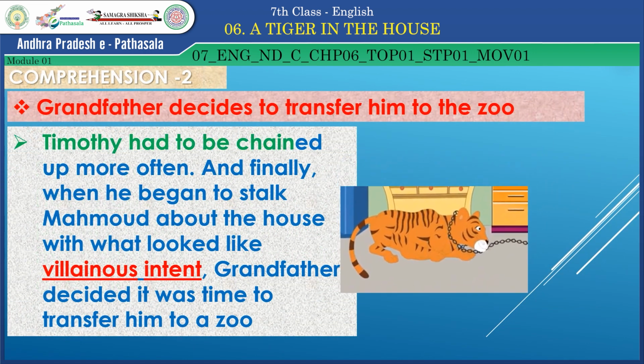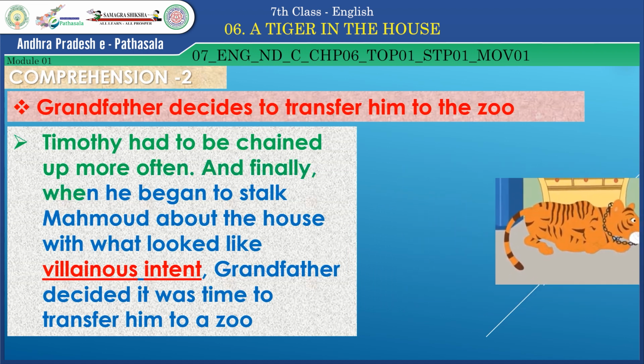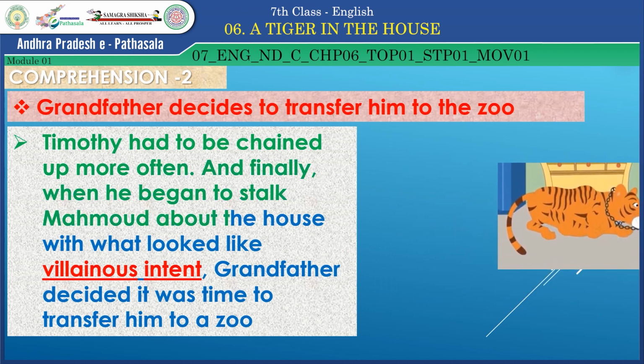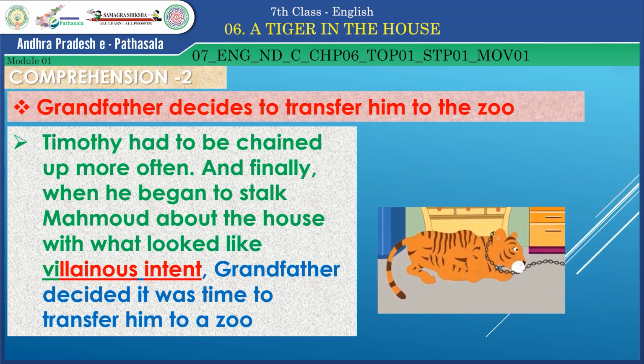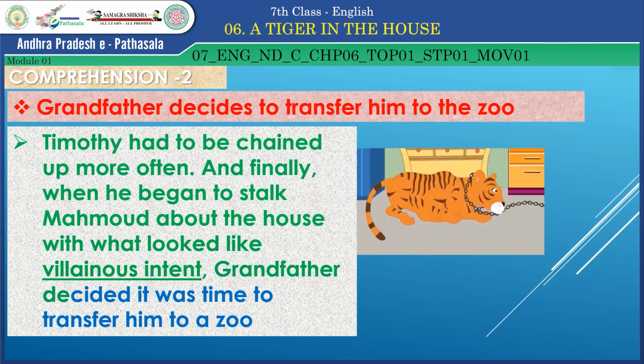Timothy had to be chained up more often, and finally, when he began to stalk Muhammad about the house with what looked like a villainous intent, grandfather decided it was time to transfer him to a zoo.